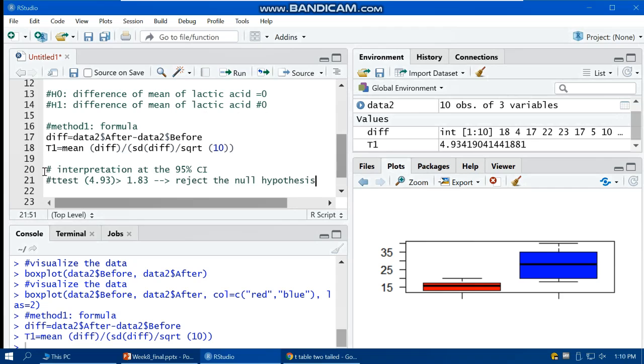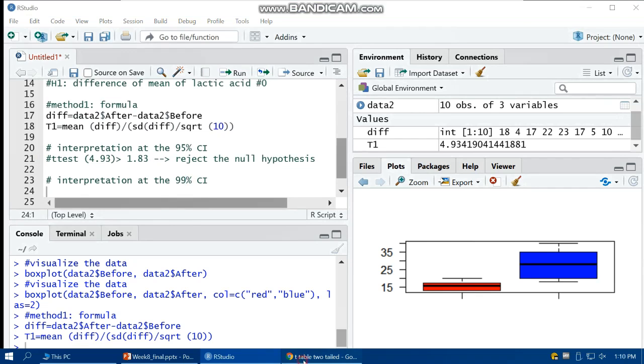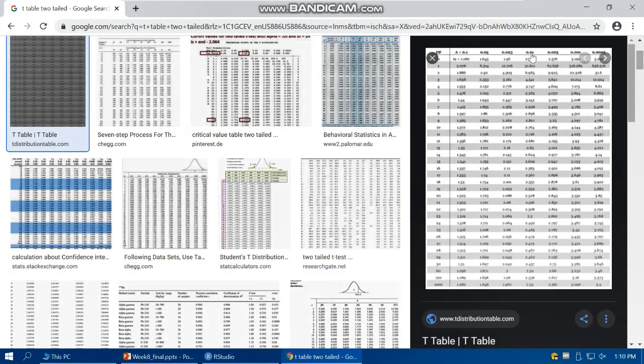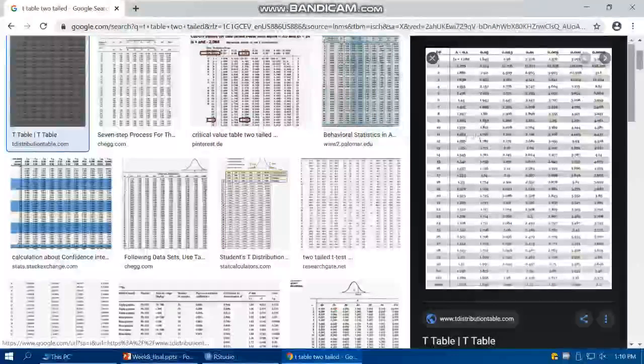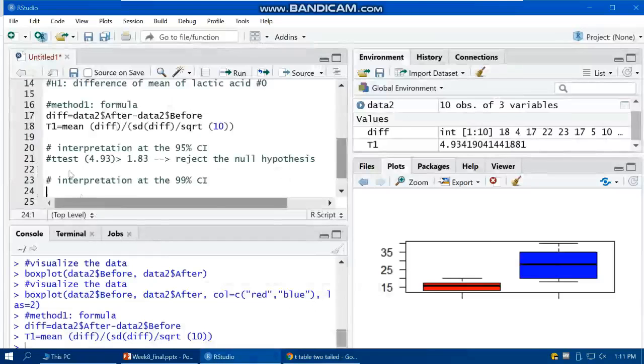And if I want to test this at 99% confidence, alpha will be 0.01, and the degree of freedom is 9, right? So in this case, alpha is 0.01, and the degree of freedom is n minus 1, which is 9. So it's 2.82. Again, it rejects the null hypothesis.